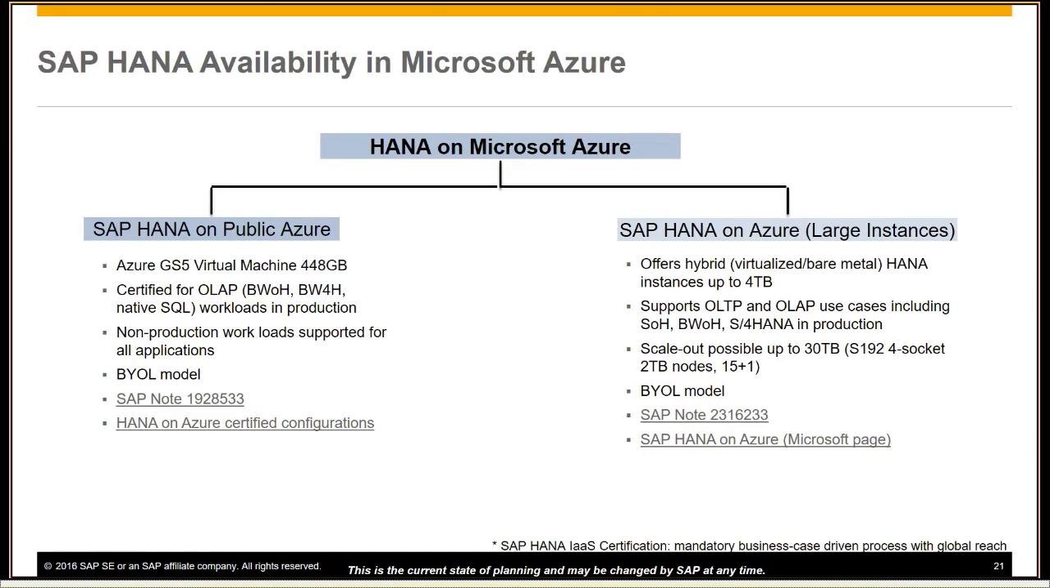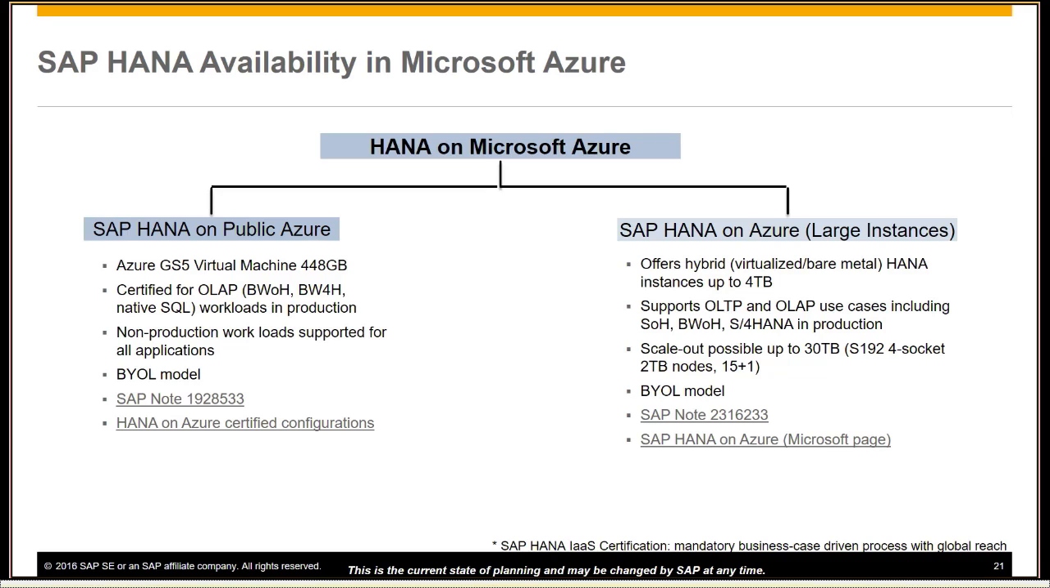And when it comes to use cases, as I said, the public Azure supports BW, BW4HANA, basically the OLAP workloads, and we expect to see the transactional workloads getting certified sometime soon. Whereas when it comes to large instances, there are no restrictions. You can pretty much run any type of application. And for a transactional application, the largest node supported is 4 terabyte.